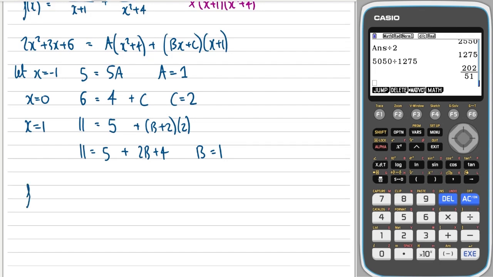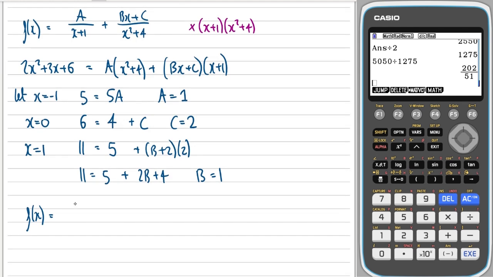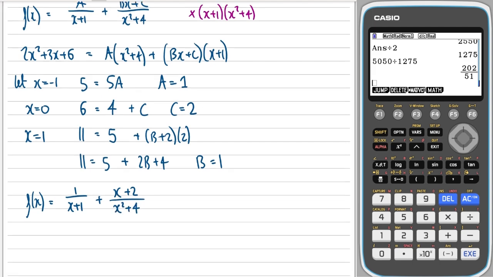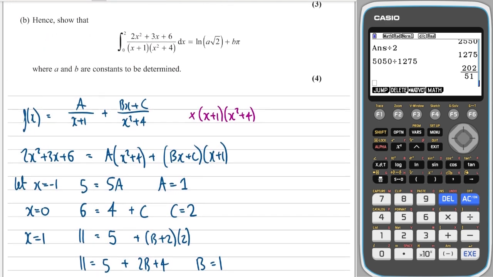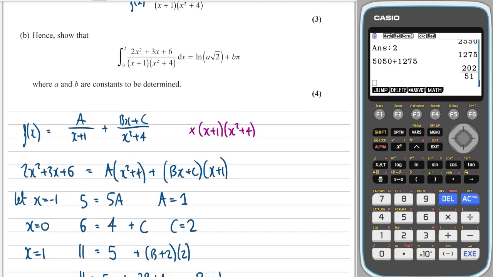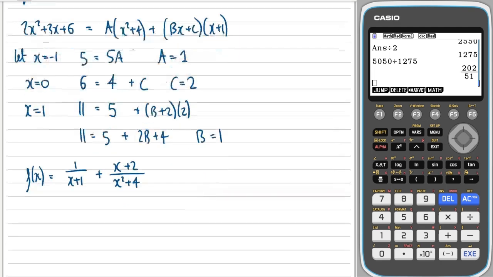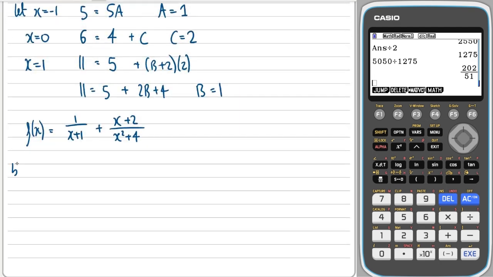So I can then write that f of x is equal to a is 1, so 1 over x plus 1, and b is 1, so just x plus 2 over x squared plus 4. And we've expressed it as partial fractions. Okay, part B is to integrate that now between 2 and 0, the function which I'll express as partial fractions, so we can integrate it like so.